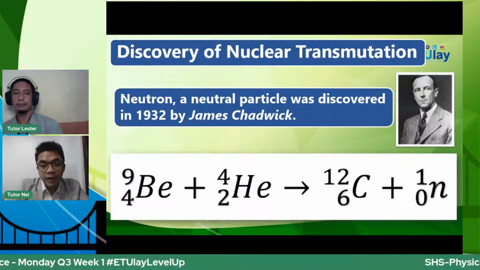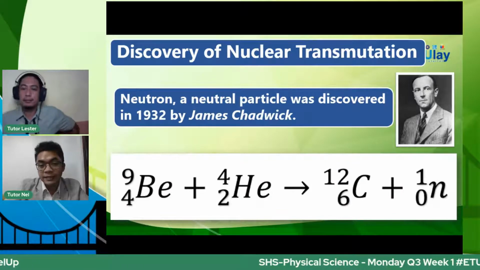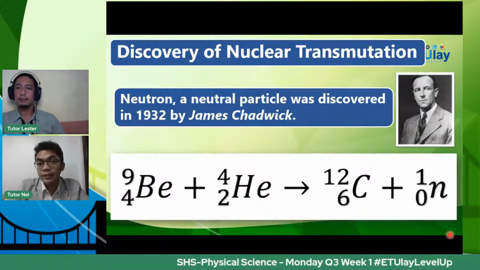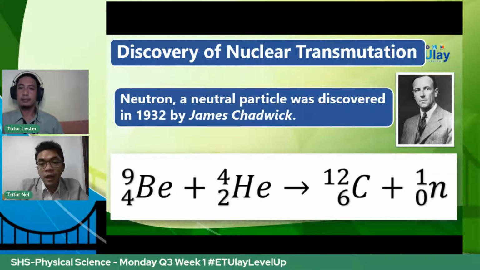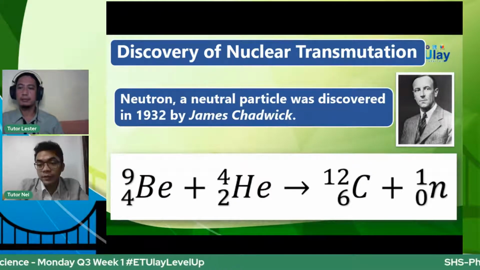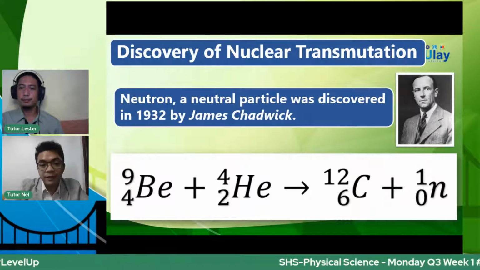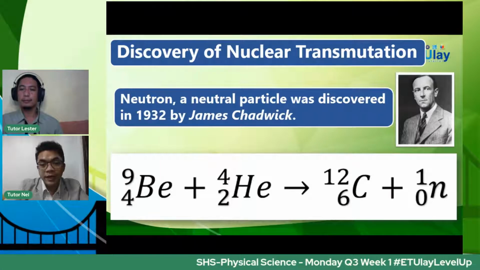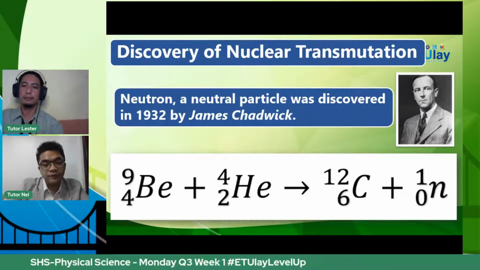Ang beryllium ay may atomic number na 4 at atomic weight na 9, na siyang idinagdag natin sa atomic weight ng helium na 4 at atomic number na 2. Ang carbon-12 ay may atomic weight na 12 at atomic number na 6. Ang neutron naman ay mayroong mass na 1 at 0 ang atomic number dahil wala itong charge.